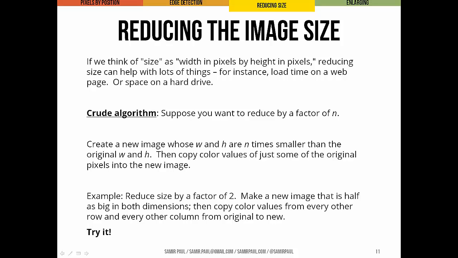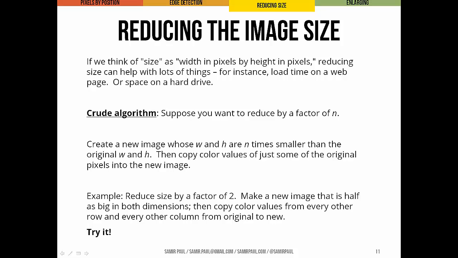So as an example, if you want to take a 10 by 10 pixel image and reduce it by a factor of 5, you'd create a new 2 by 2 image. That's 5 times smaller than the original width and height. Then you'd copy the color values of just some of the original pixels into the new image. So as an example of this, if you wanted to make an image that was smaller in size by a factor of 2, you'd make a new image that's half as big, and then you'd copy color values from every other row and every other column from the original image to the new image.